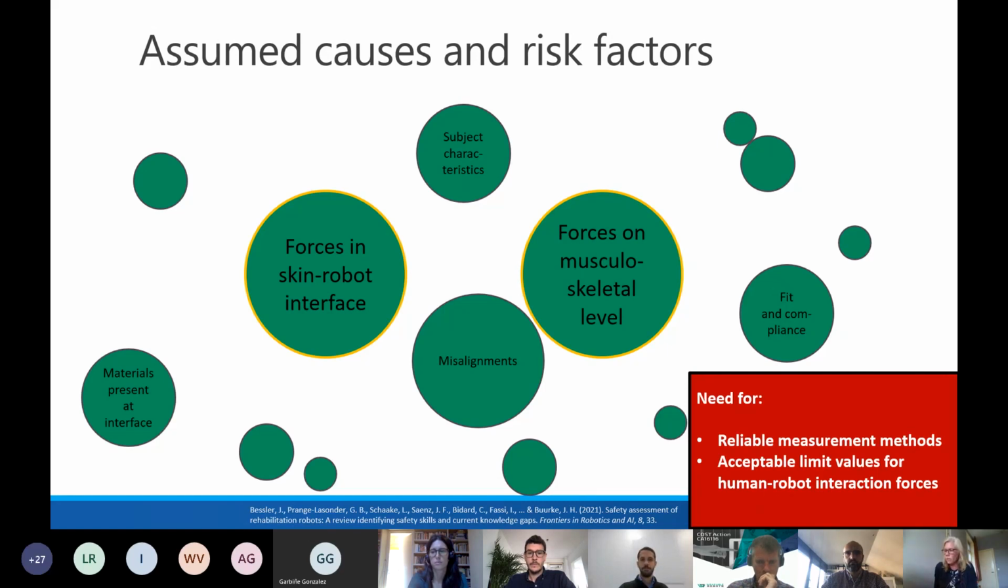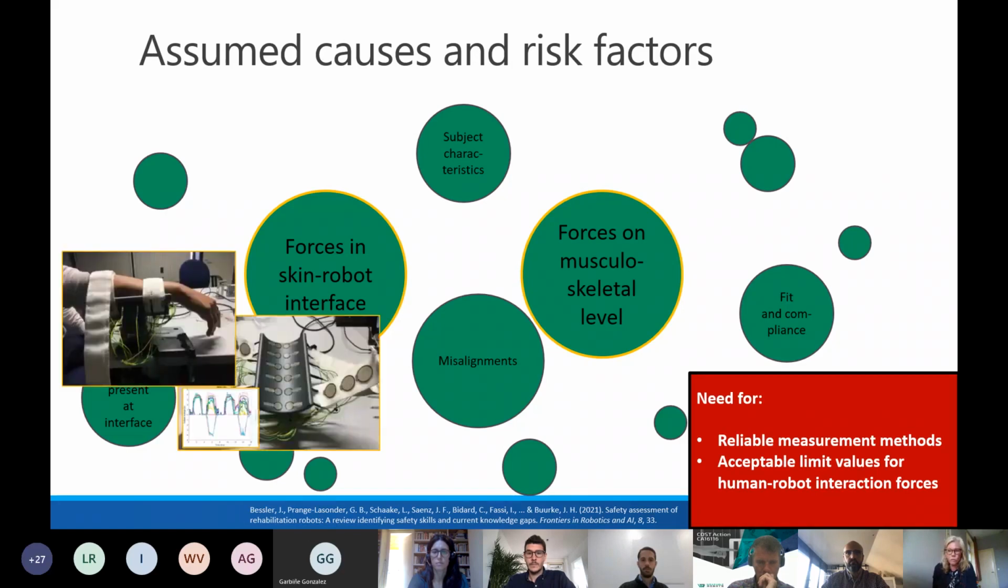That's really not known for the specific type of interaction that you have in a rehab robot situation. So there's a lot of work to do there. Jule is trying to do part of it. Some ideas on how we are looking into this: trying to find ways to measure the forces at the skin-robot interface, and not only pressure, but especially shear. We found that's still a bit of a challenge.